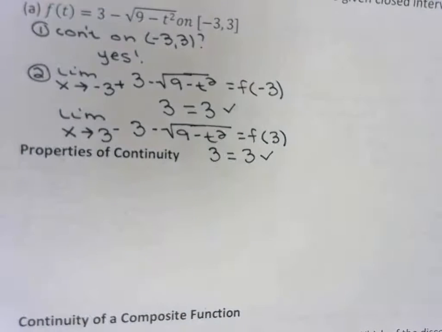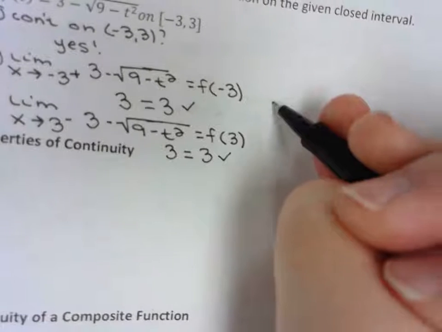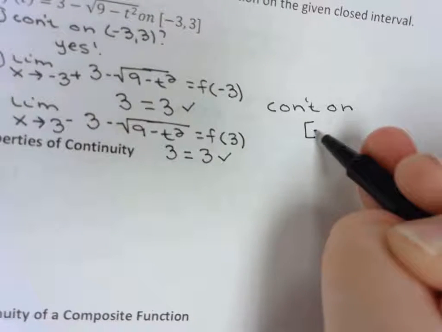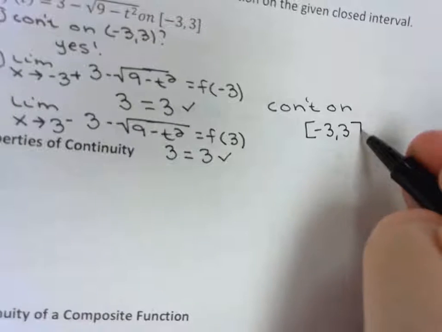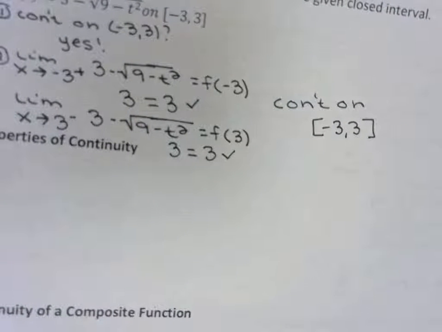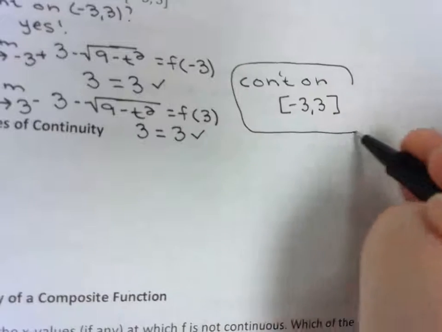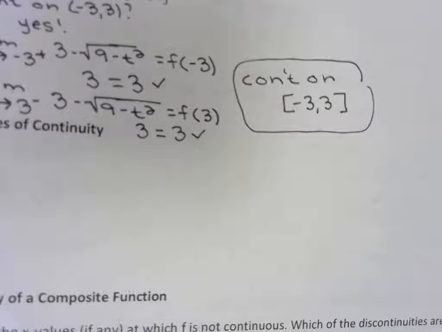So we're good. What that means is that it is continuous on negative 3 to 3. So what we're showing by doing that is that it is continuous on that closed interval, negative 3 to 3. Okay. Any questions on that so far?